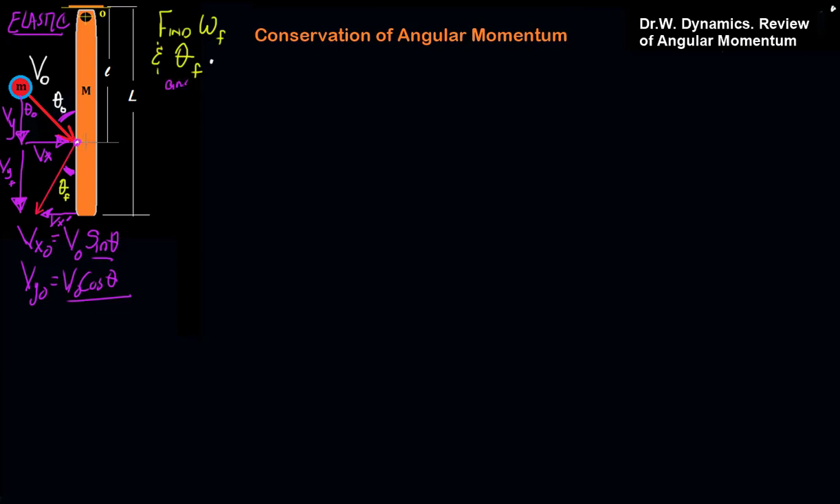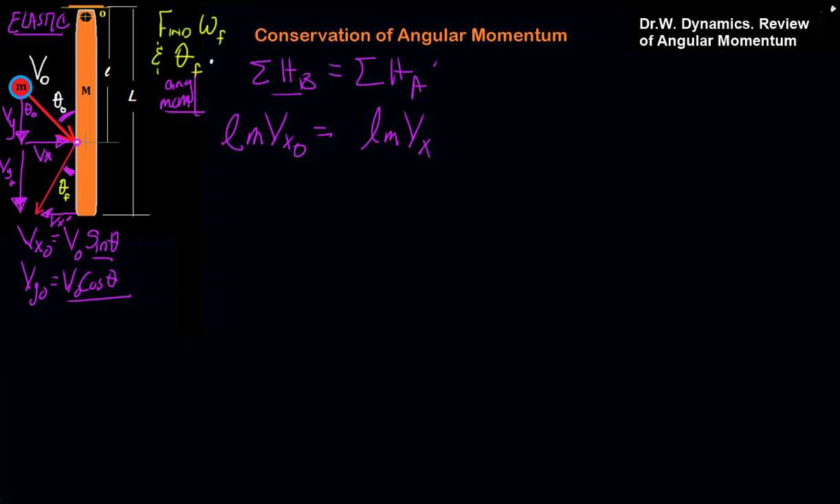And we'll start with our angular momentum statement. The sum of the angular momentum before the impact equals the sum of the angular momentums after the impact. Before the impact, we really just have Vx, and we saw that its angular momentum will be L m Vx0. Then after the impact, it'll be L m Vx, we'll just call it x without the 0, plus I omega of the bar, where L is the length of the bar.